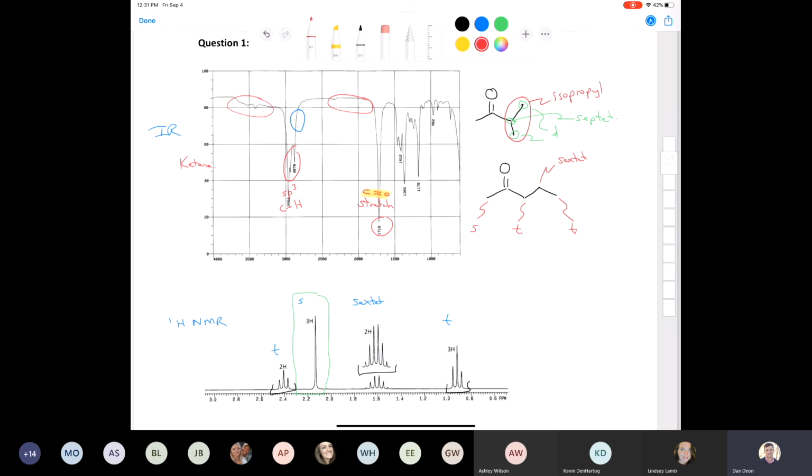Now it's starting to make more sense because in our molecule we have a singlet in our NMR. We have 2 triplets in our NMR, and we have a sextet, and look, we have a sextet in our NMR.